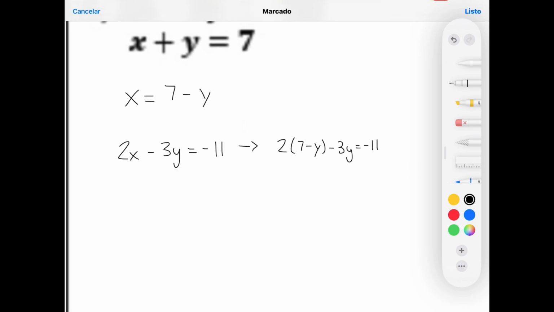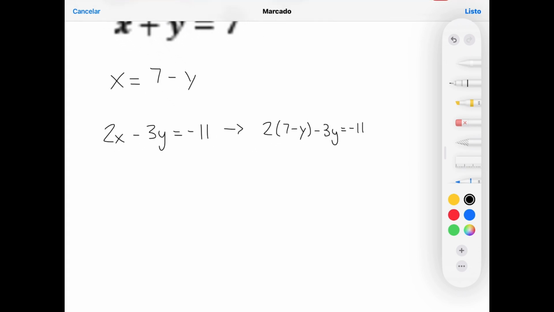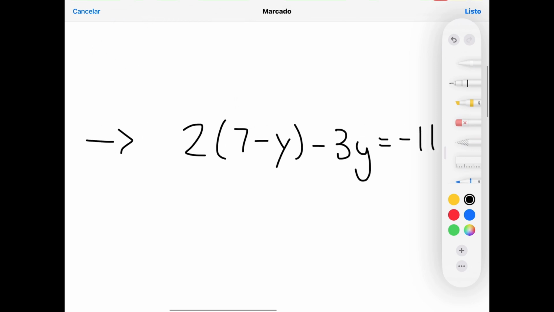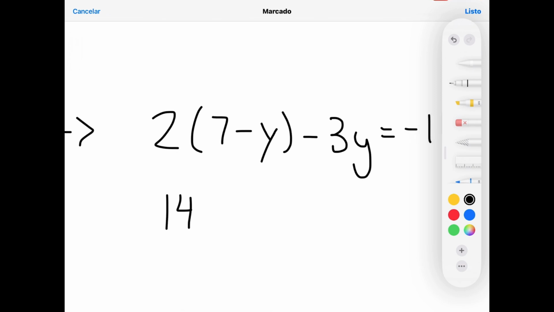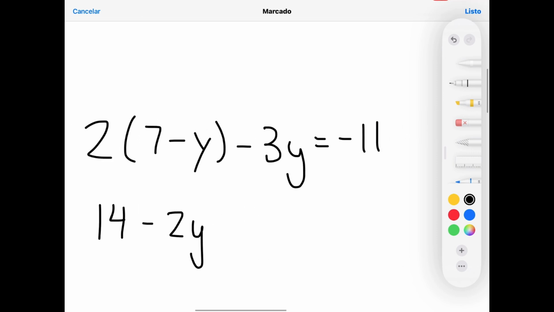Step number 3 is to solve the equation and obtain the value of the unknown variable. We have to solve this equation using PEMDAS until we get the answer. First we multiply the 2 and the 7, which is 14, and the 2 and the minus y, which is minus 2y, and we leave the other things of the equation.